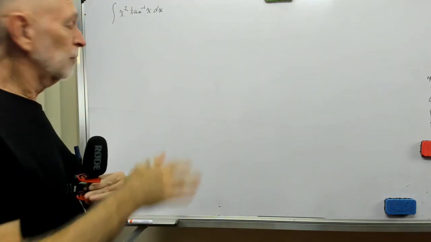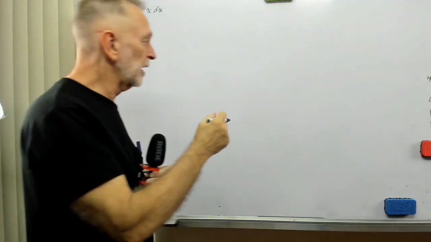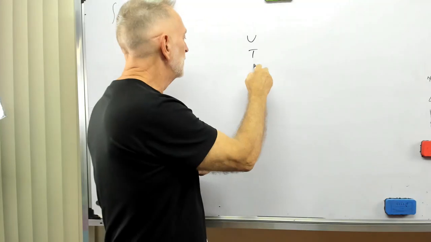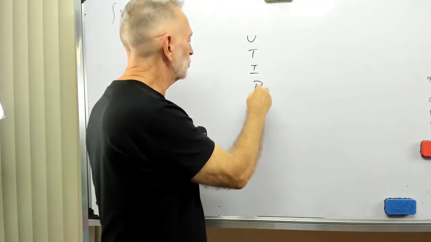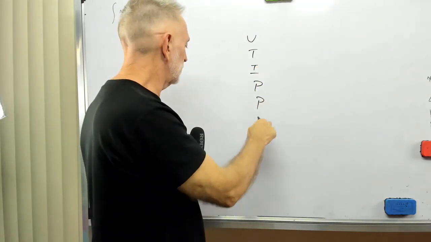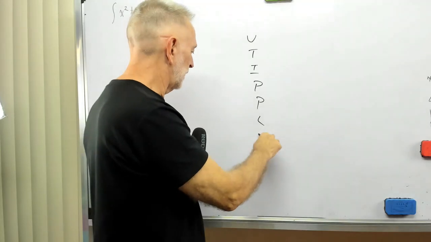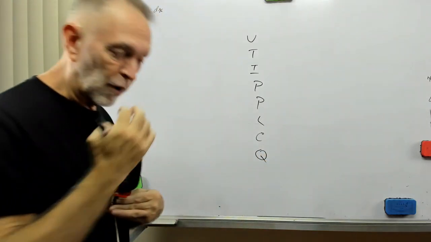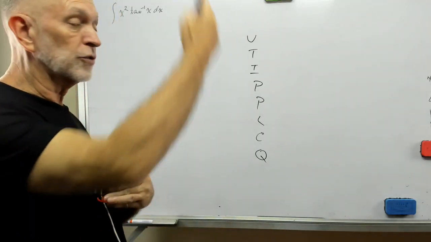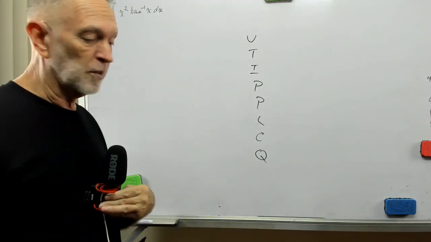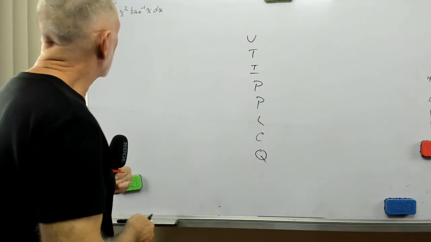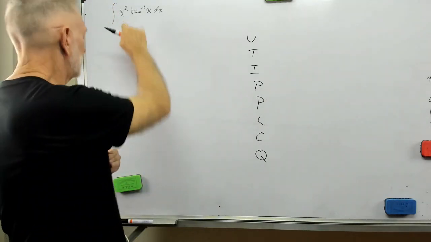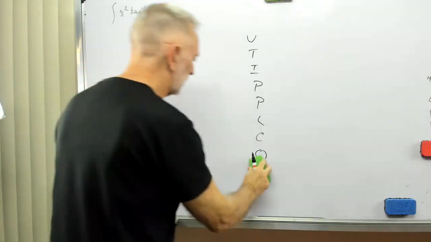What are our tools? We have u-sub, trig sub, integration by parts, partial fractions, power reduction, long division, completing the square, and we added one, the method of quadratics. Okay, so those are our tools in our toolbox. And with this one, I would probably like to take integration by parts, I think that's what I'll do.